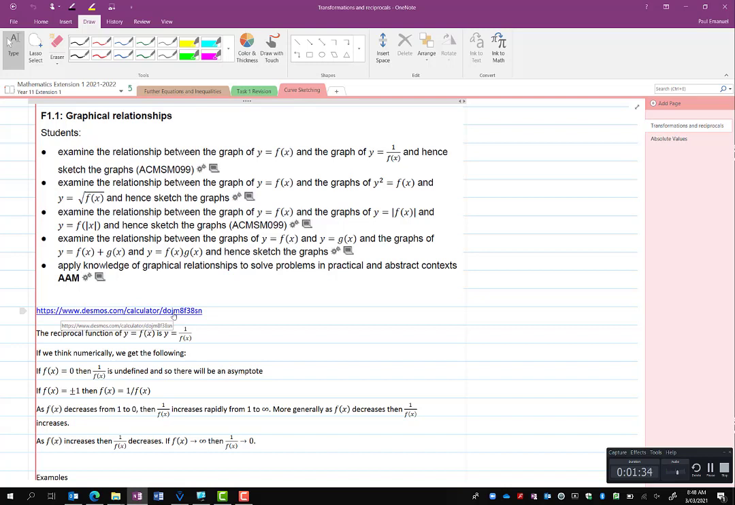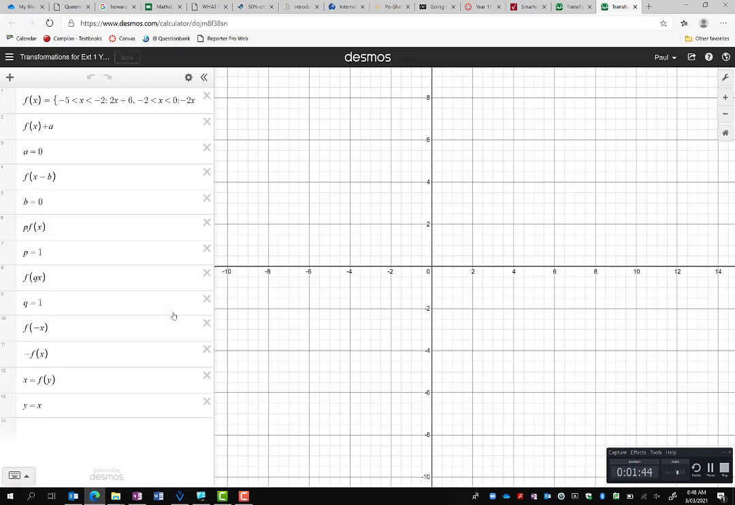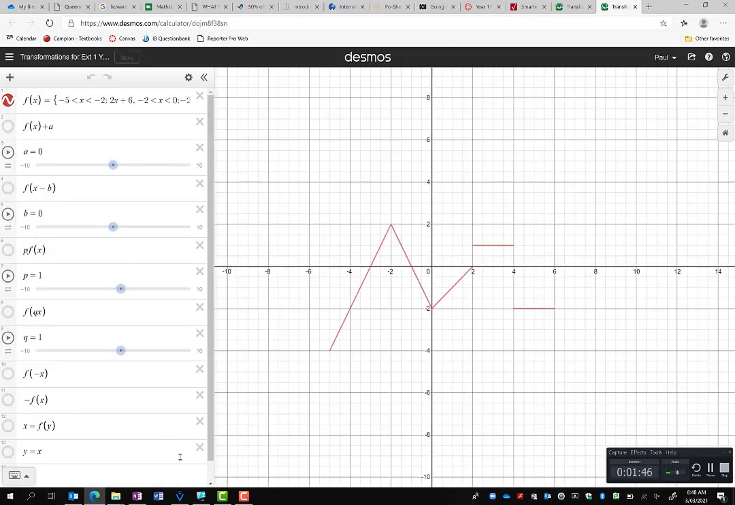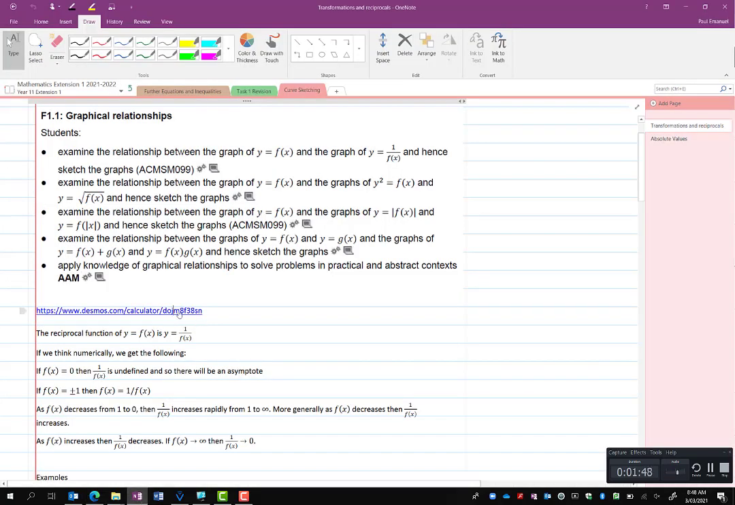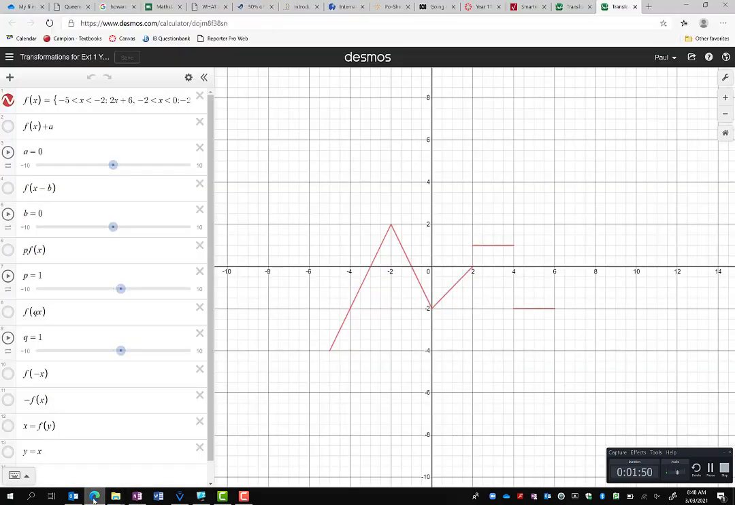So before we actually cover the syllabus, I just wanted to do a little bit of a review on transformations. Okay. So there is a link here. If you click it, it should take you to this, right? Now, here I've got just a random function, basically just designed to be able to show off all the different transformations. So that's going to stay red.